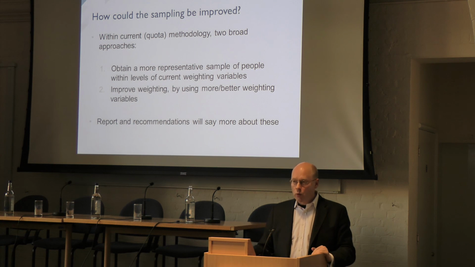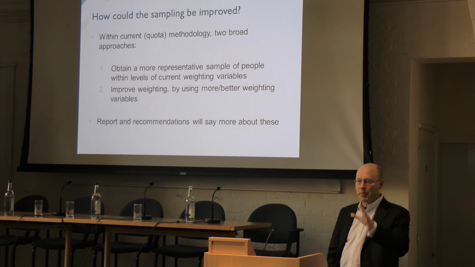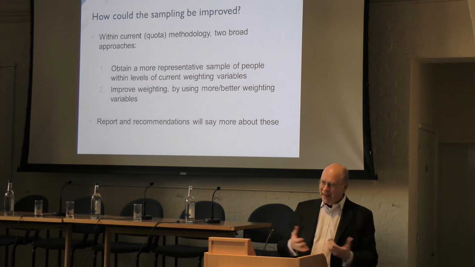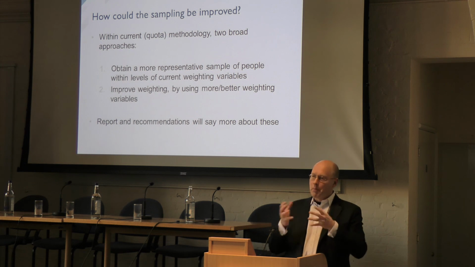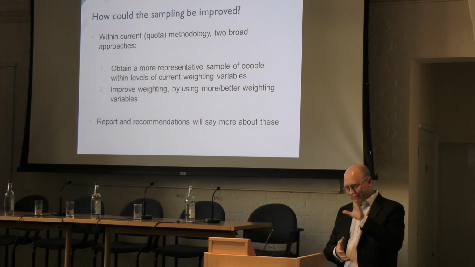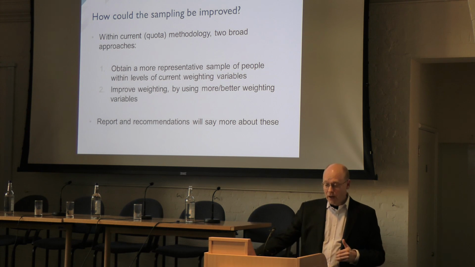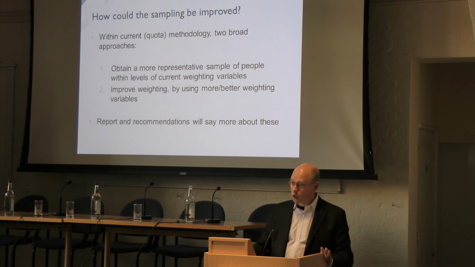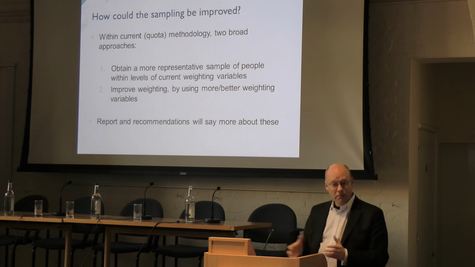That's one. The other one is to improve the weighting. Basically, introduce more, better, stronger weighting variables so that the assumption of representativeness given the weighting variables is more easily satisfied. For example, this could be a measure of political interest introduced as an additional quota variable. Now, both of these have real difficulties in implementation of various kinds, but these are logically the options. And that's where I will stop, because this is not about the recommendations, but our report will certainly be discussing these and saying something more about them.